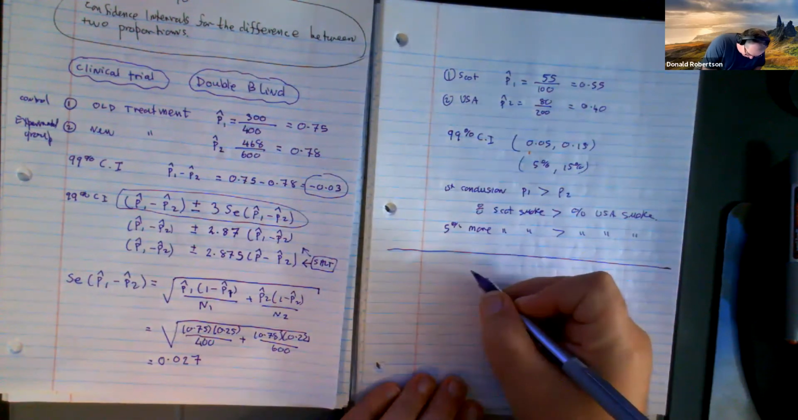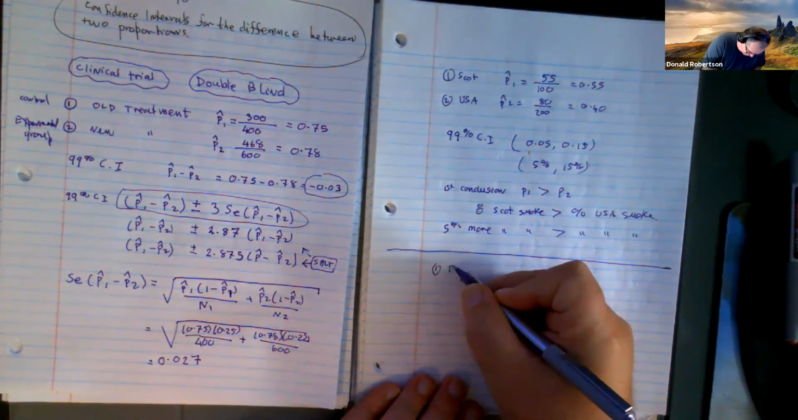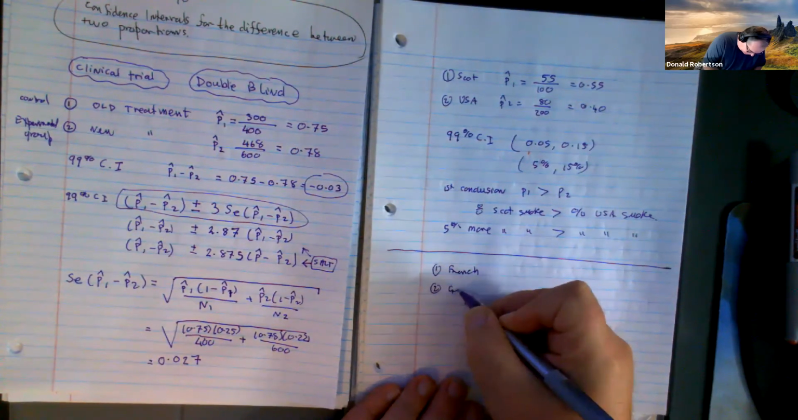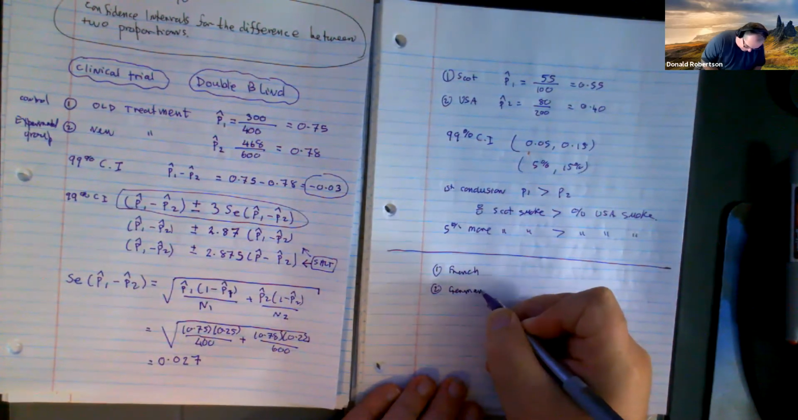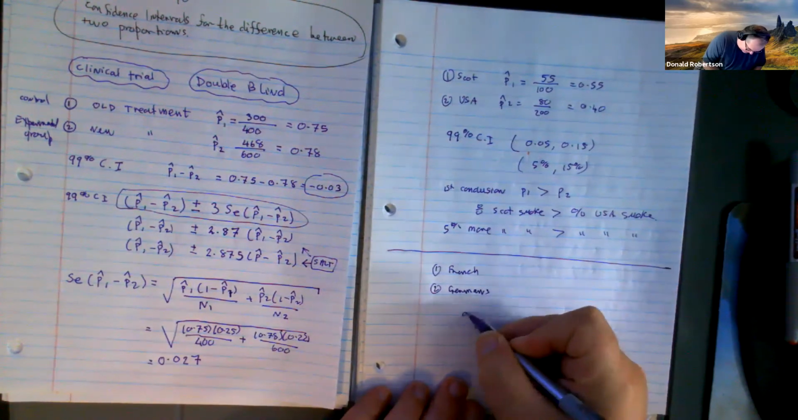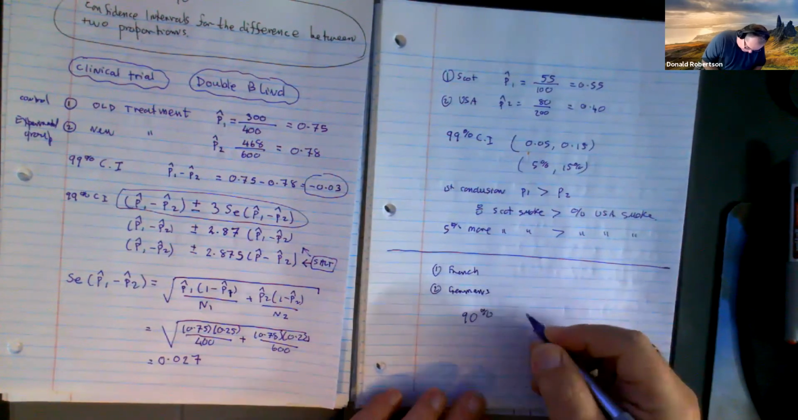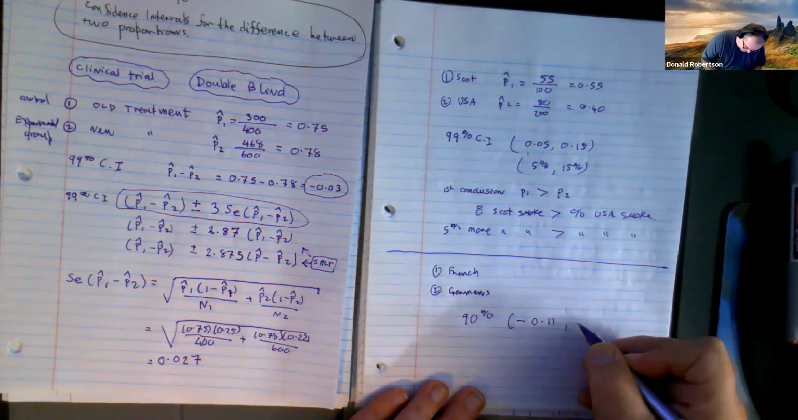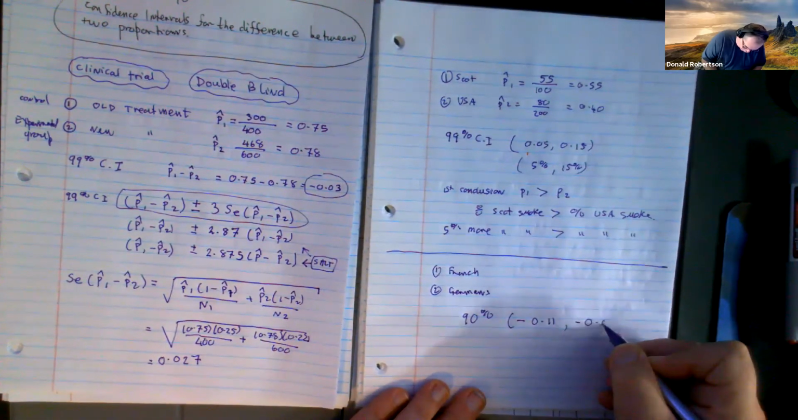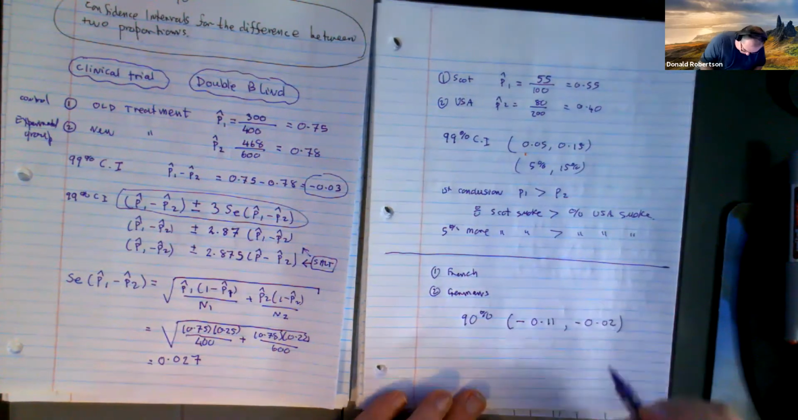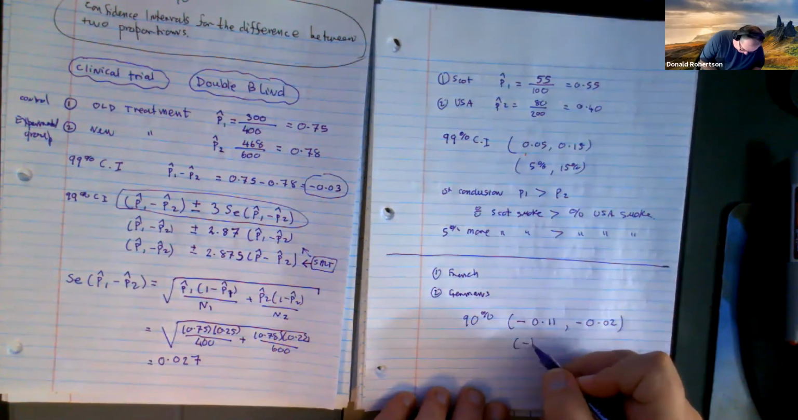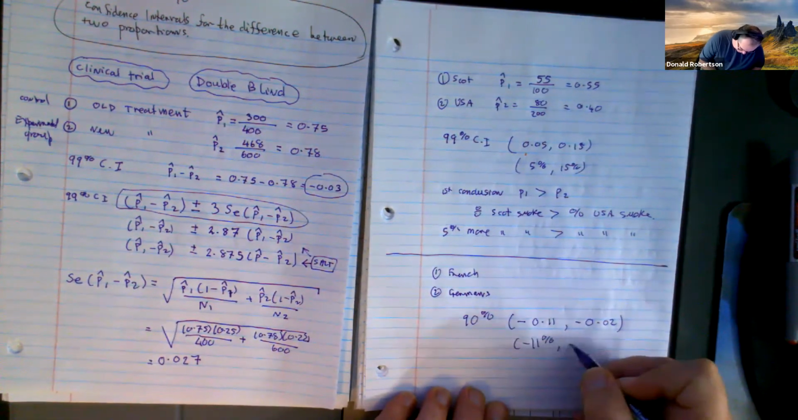I did a different story. I did French against Germans. And I did a 90% confidence interval. And we got negative 0.11 and negative 0.02. And it's the same question about smoking, right? So this is negative 11%, and this is negative 2%.